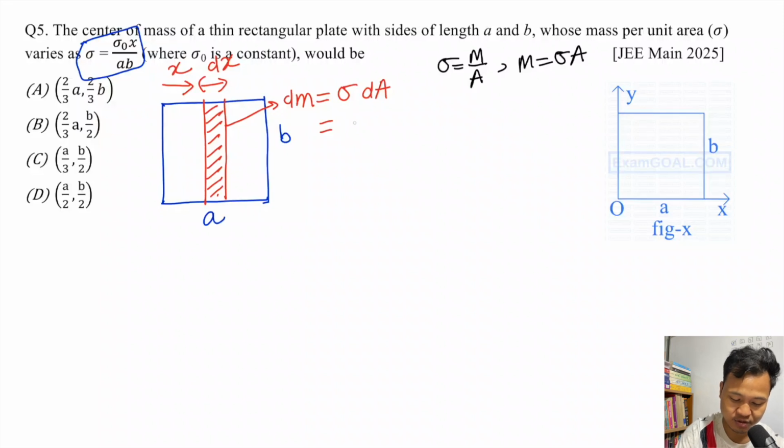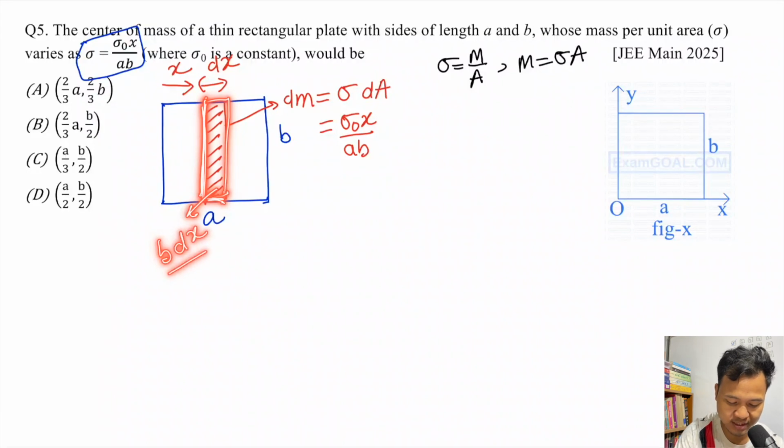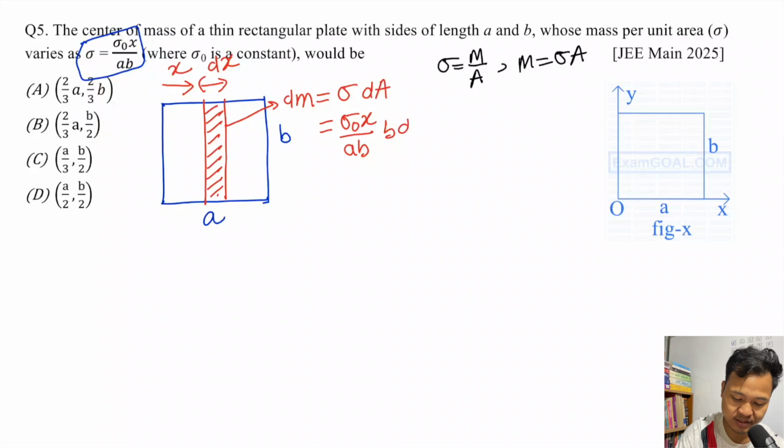Here sigma is sigma naught x divided by a into b, into the area. This is a small rectangle whose length is b and breadth is dx, so the area is b into dx. Length into breadth. So the b's get cancelled out: sigma naught into x into dx divided by a. So this is your dm.